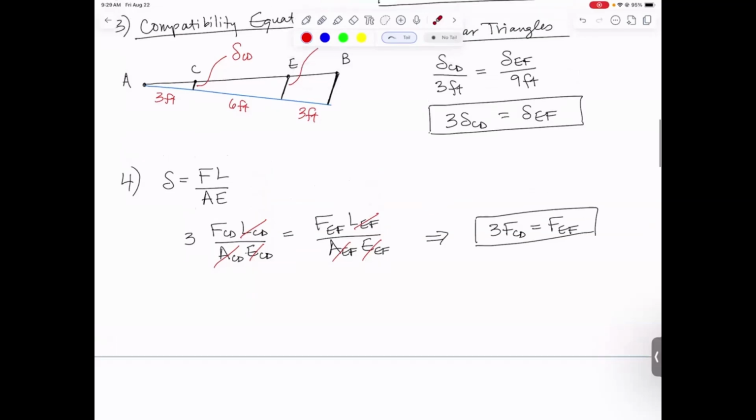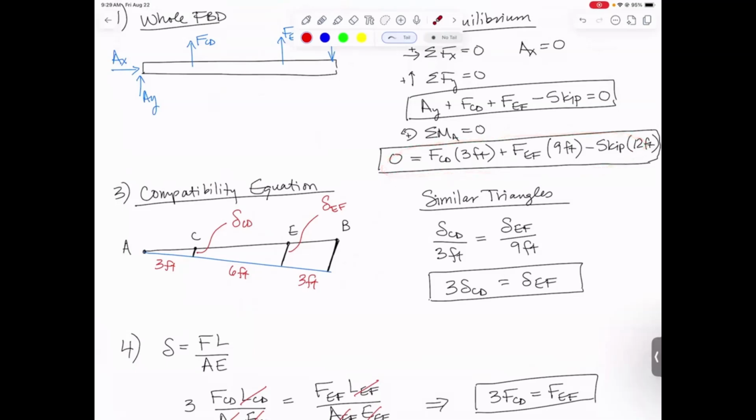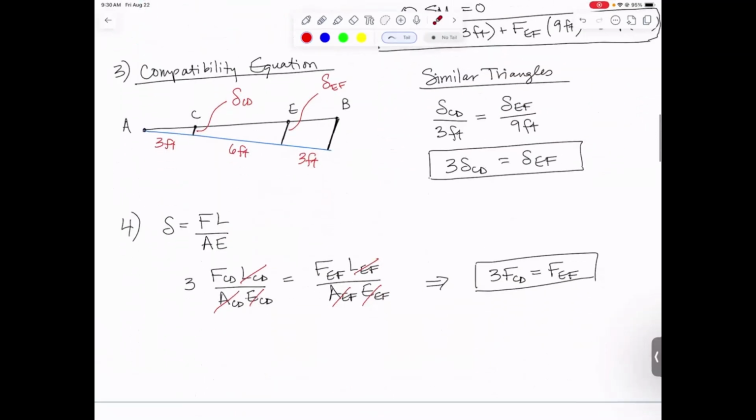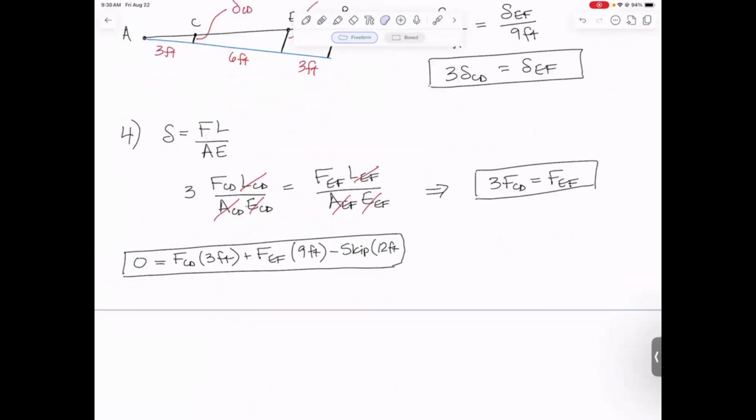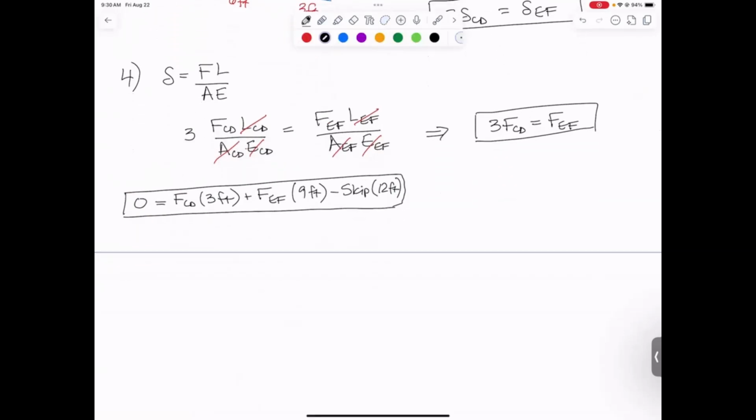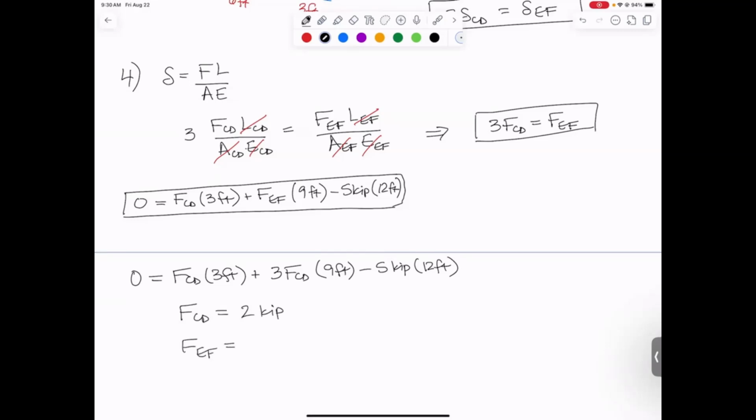So now let's plug that in with this equation. It only has CD and EF in it. So if I combine it with this equation, I can solve. There's my equilibrium equation that I'm going to use with this compatibility equation. Let's combine them. We get 0 equals FCD times 3 feet plus FEF, which is 3 FCD, times 9 feet, minus 5 kips times 12 feet. Solving, we get that FCD comes out to be 2 kips and FEF then comes out to be 6 kips. And hopefully that makes sense.